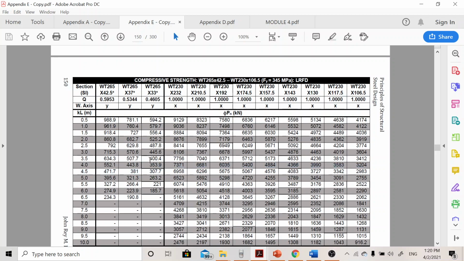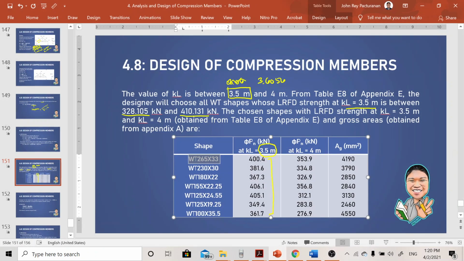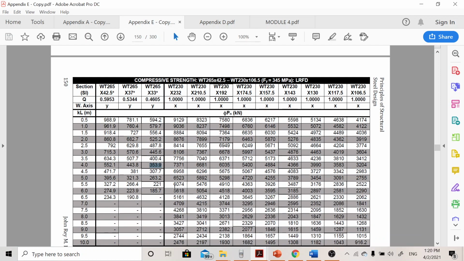Kapag may interpolation, isama mo nang isulat itong 353.9. Ulitin ko lang, titingin ka lang sa 3.5, pero once na nakaselect ka na, kasama mo sa isusulat yung sa 4 meters, which is ito. So, let's proceed. Dire-diretso lang hanggang maubos mo lahat. So, balik tayo.